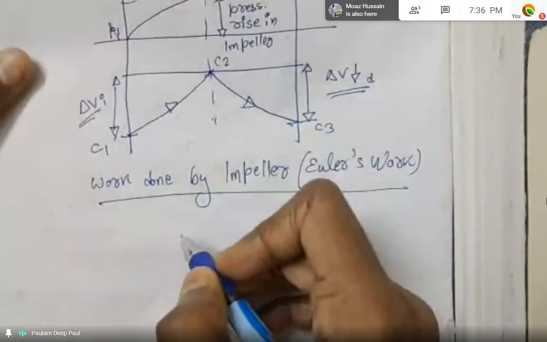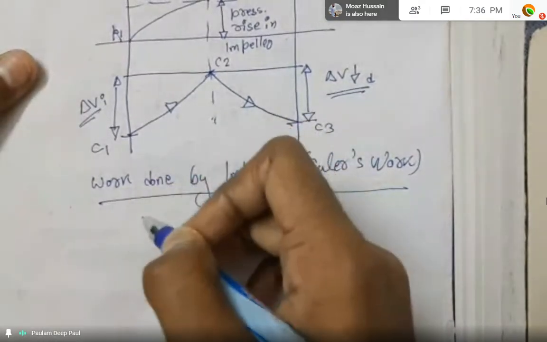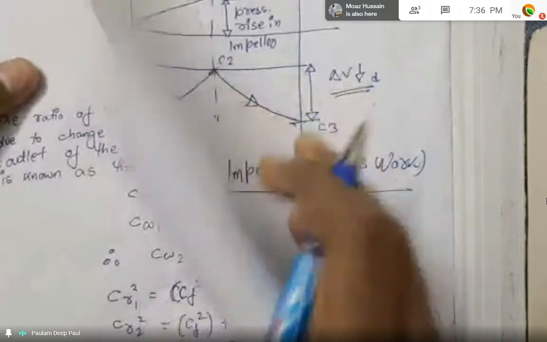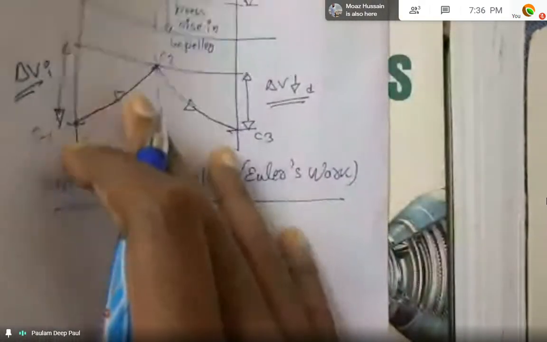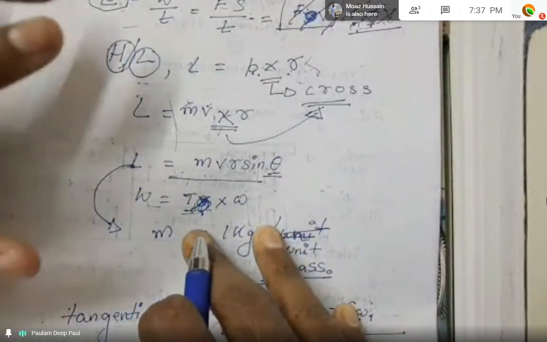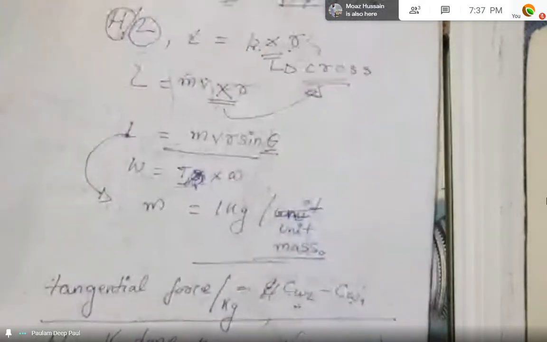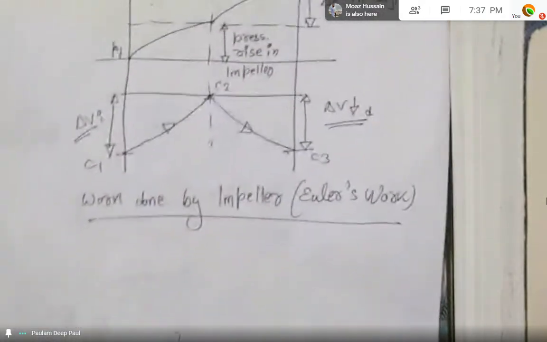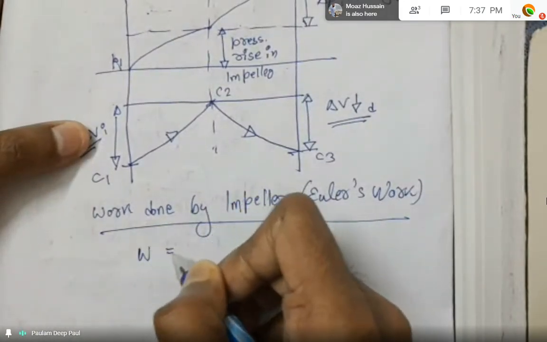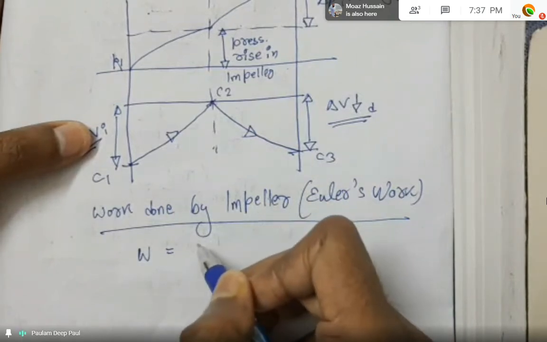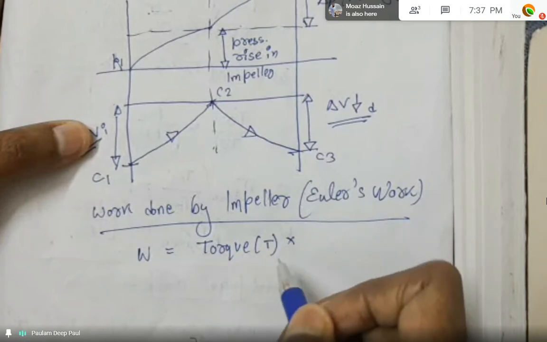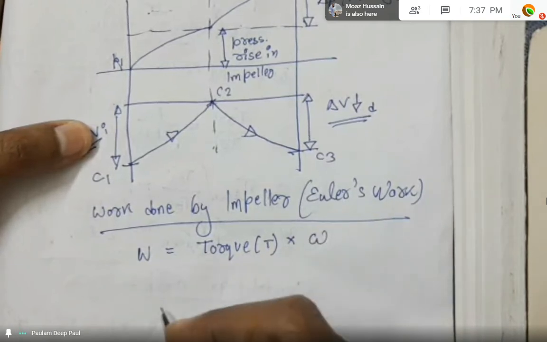While I'm deriving, I'll let you know about the notations and everything. But just remember that yesterday we went through the elementary concepts of work done and angular momentum, which we are going to use right now for the centrifugal compressor. So let us begin. The work done should equal the theoretical torque, suppose torque T, multiplied by the angular velocity omega, right?